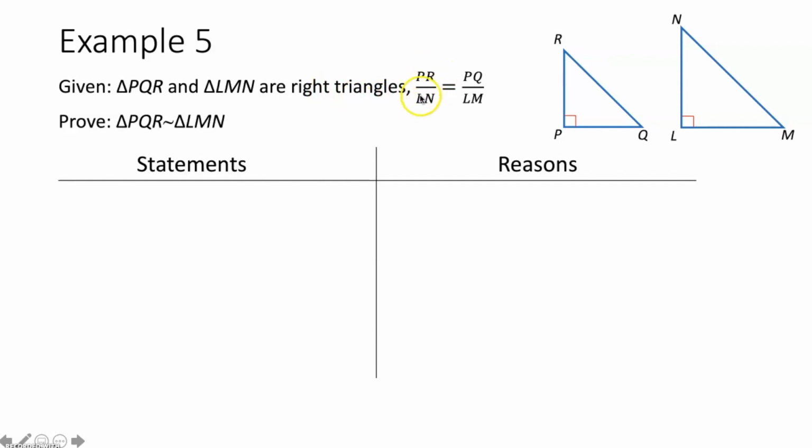Now example 5 says, given triangle PQR and triangle LMN are right triangles and the measure of segment PR over the measure of segment LN is equal to the measure of segment PQ over the measure of segment LM, we're going to prove that triangle PQR over here is similar to triangle LMN over here.